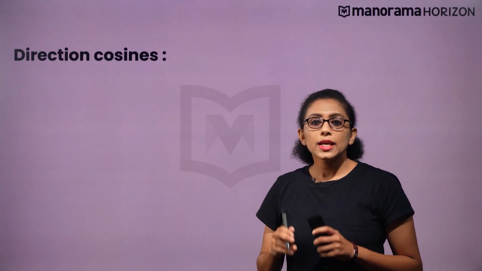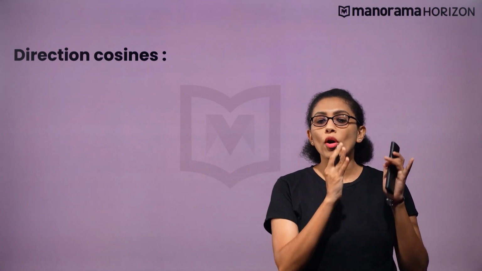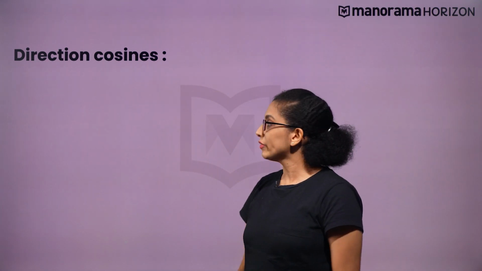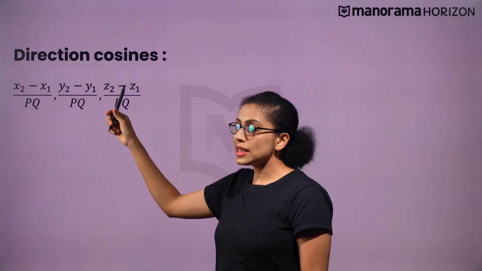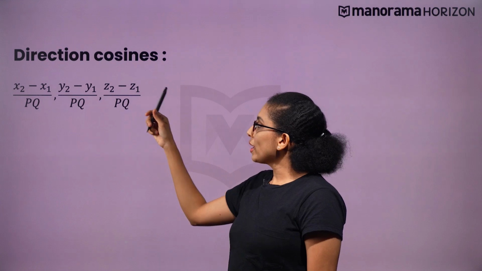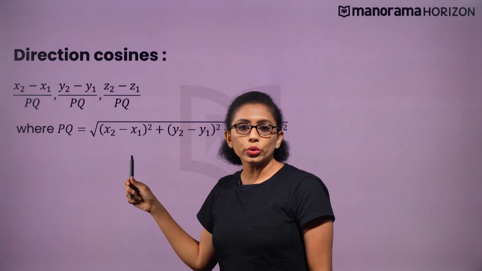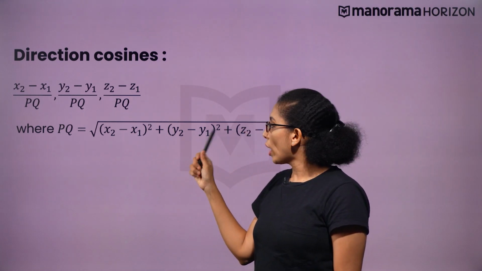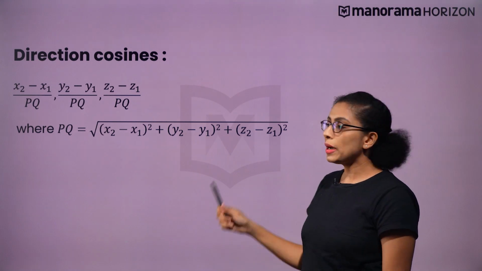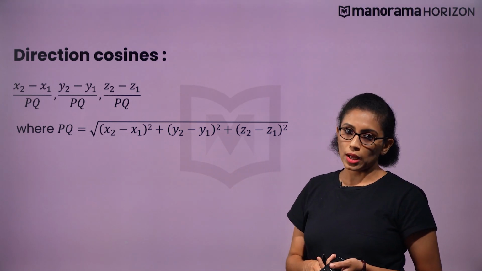Hence, the direction cosines of a line segment joining 2 points P and Q are given as X2 minus X1 by PQ, Y2 minus Y1 by PQ, Z2 minus Z1 by PQ. And what is this PQ? PQ is equal to square root of X2 minus X1 the whole square plus Y2 minus Y1 the whole square plus Z2 minus Z1 the whole square using the distance formula.